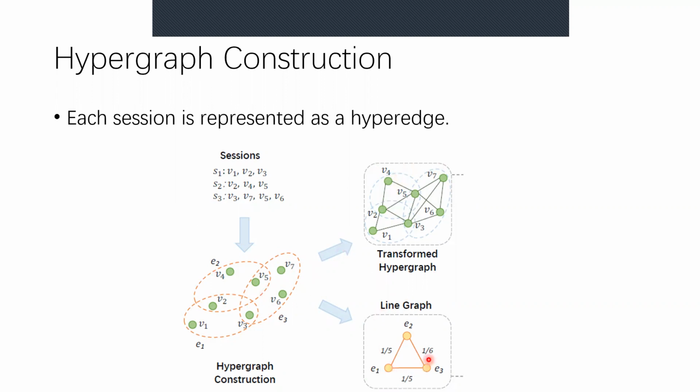And the line graph: E2 is the edge of E2, and E1 is the hyperedge E1. And E1 and E2 are connected because they share the same node V2. And similarly, E2 and E3 are connected because they share the same node V5. And similarly, E1 and E3 are connected because they share the same node 3. So that's the hypergraph and the line graph of the hypergraph.